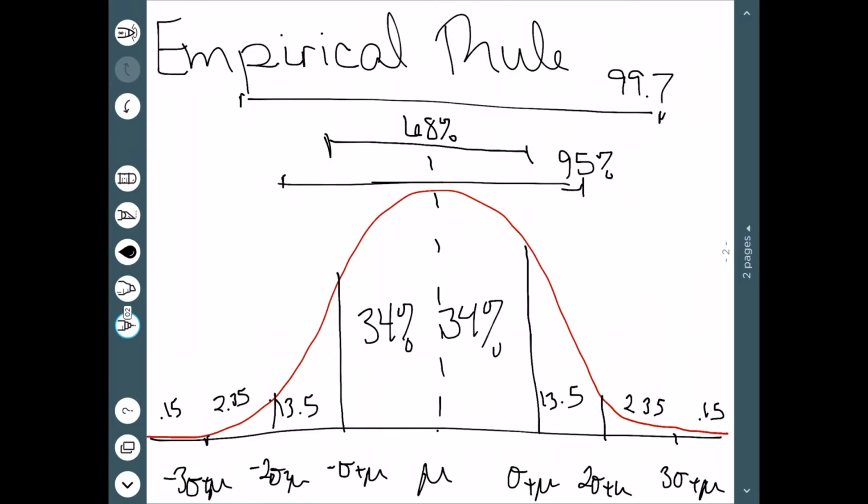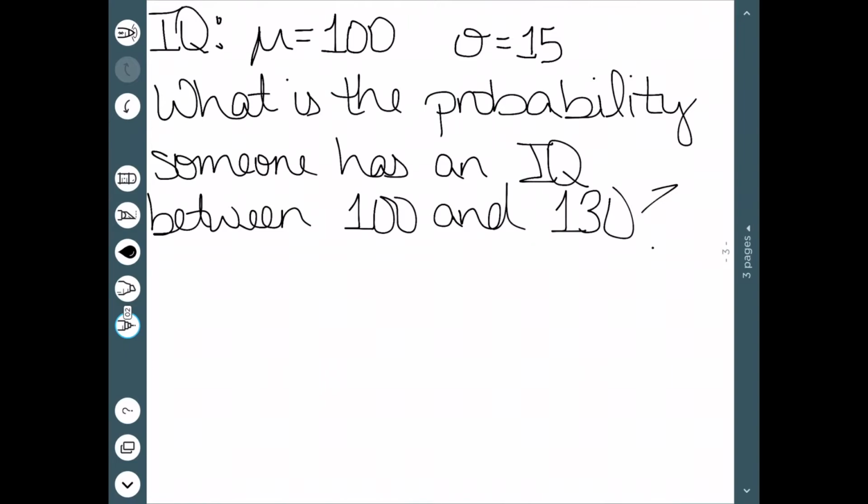Now let's look at some applications of this empirical rule. When we're talking about IQ, IQ does have a normal distribution, and we know that the mean is 100 and the standard deviation is 15. So we want to know the probability someone has an IQ between 100 and 130. Well, 100 is our mean, and we also know that our mean plus 2 standard deviations is 130.